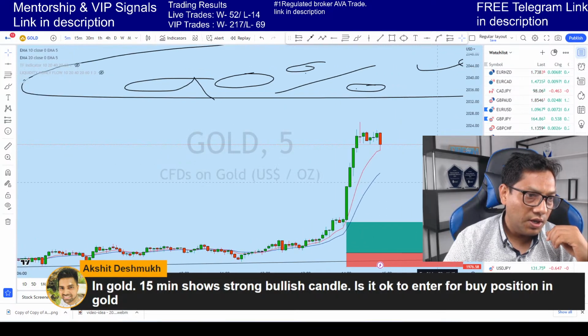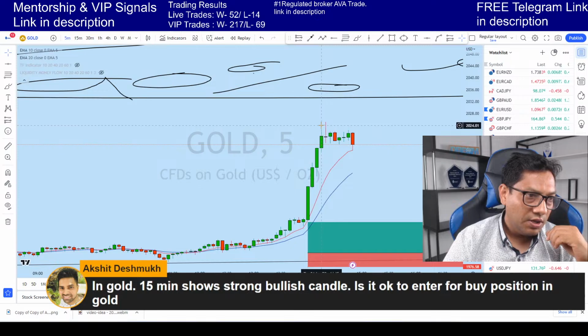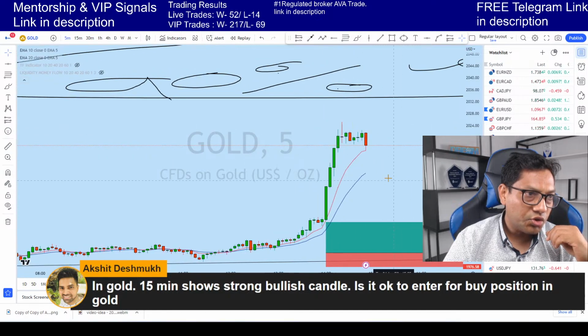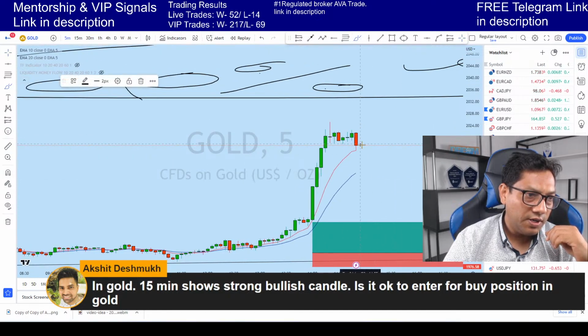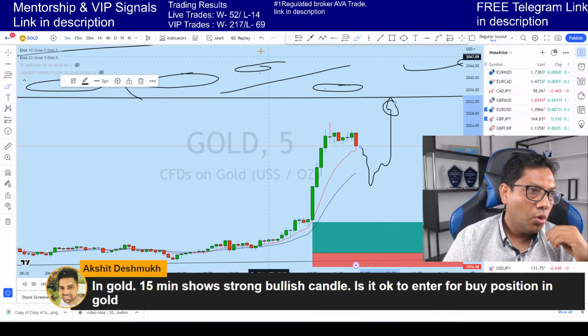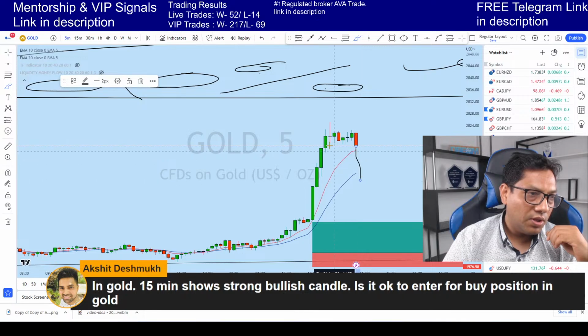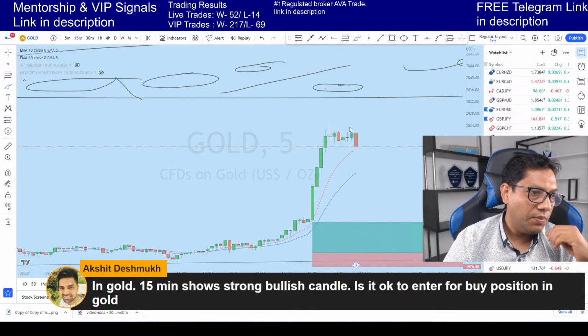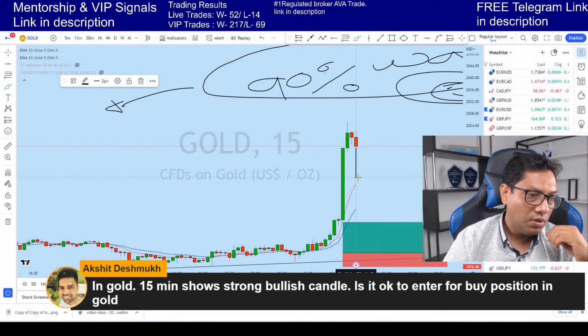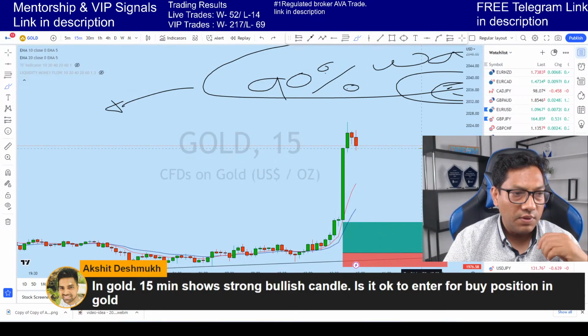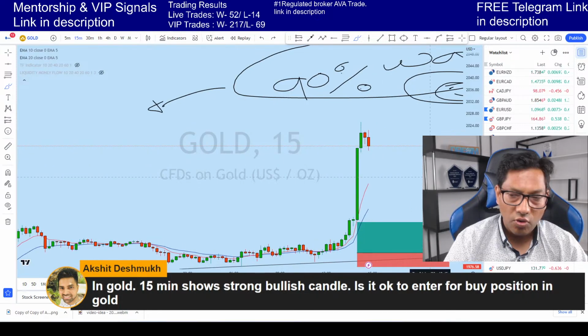On the 5 minutes, looking at even on the 5 minutes, see this is creating a structure. So when this structure is created, it will first come down and then will go up. Okay, so once it comes down on the 5 minutes or on the 15 minutes, grabs liquidity, then we can find that the price is forming a bullish trading opportunity.